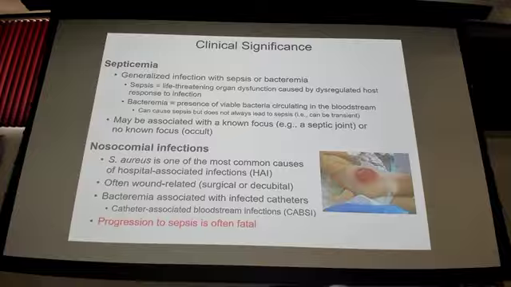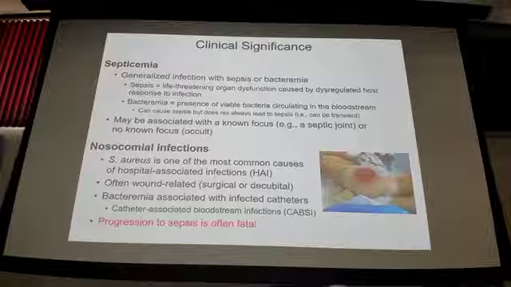Catheter-associated infections, catheter-associated bloodstream infections have their own acronym. That's how common it is, CABSIs. And in all of these, when you have these conditions that are bad enough where you get sepsis, they have a very poor prognosis. High mortality rates associated with those.